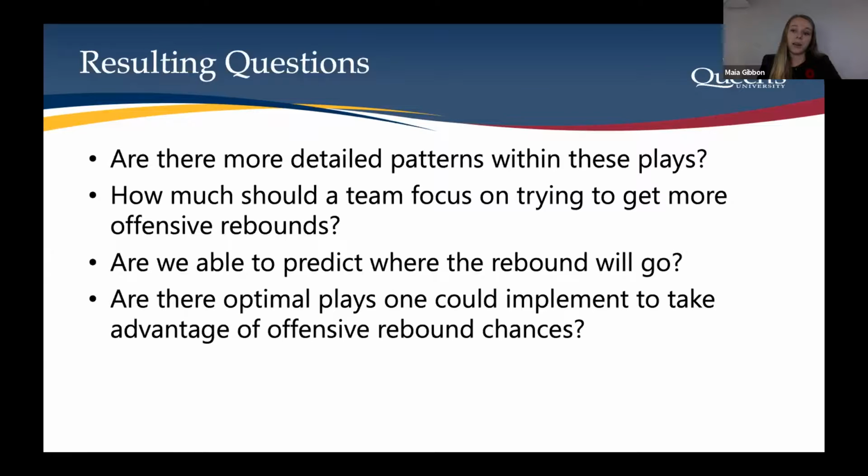And then the final thing we want to see is, are we able to predict where the rebound will go? This is harder to look at because it depends on how the ball bounces off the basket or off the backboard, and then where it goes from there and how far it goes from there. This may depend on how the player threw it, where they threw it from, etc. So that's another direction we're hopefully looking to take this.